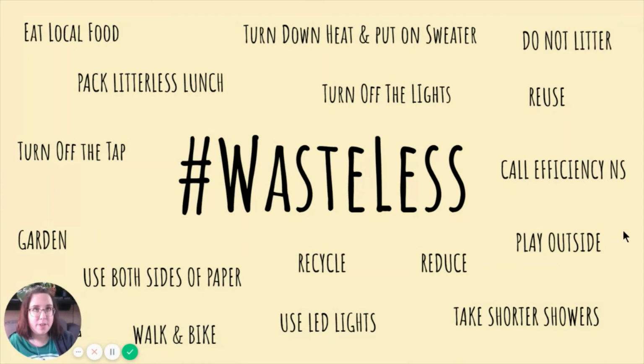So remember, the goal is just to waste less. That's how we shrink our ecological footprints. We waste less. Turning off the lights, wasting less electricity, reuse things, reduce the amount of garbage that we collect, recycle, turn off the tap, call Efficiency Nova Scotia and see what they can do to give you more energy efficient items, so that even when you do have to turn on the lights, even when you do have to use energy, you can do it in the most efficient way possible. There are so many options out there.